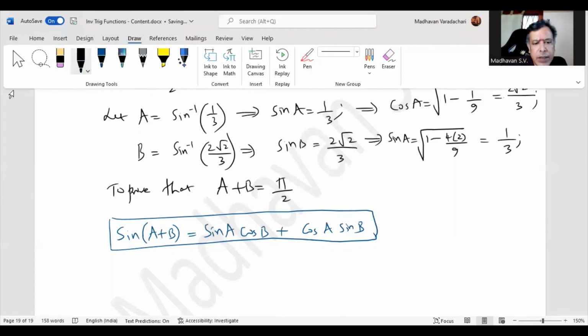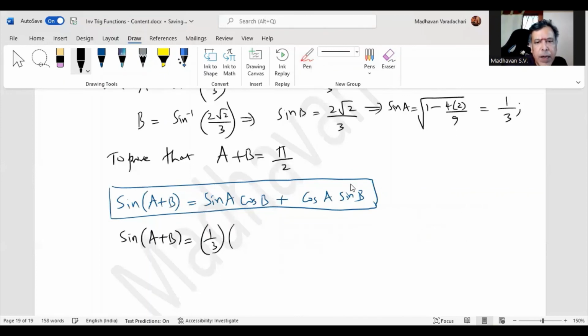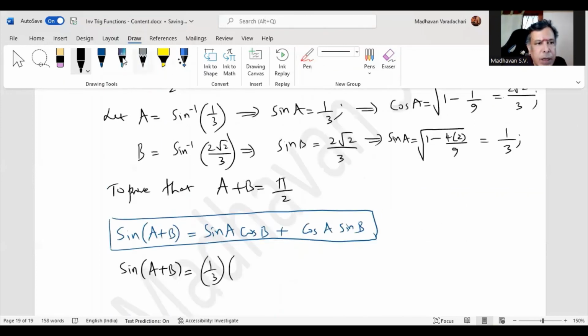So by using that, I can say sine of A plus B equals sine A, which is 1 by 3, multiplied by cos B. Sorry, I wrote this wrongly, this should be cos B. So sine A cos B. Cos B is also 1 by 3. Plus cos A, which is 2 root 2 by 3, multiplied by sine B, which is also 2 root 2 by 3.